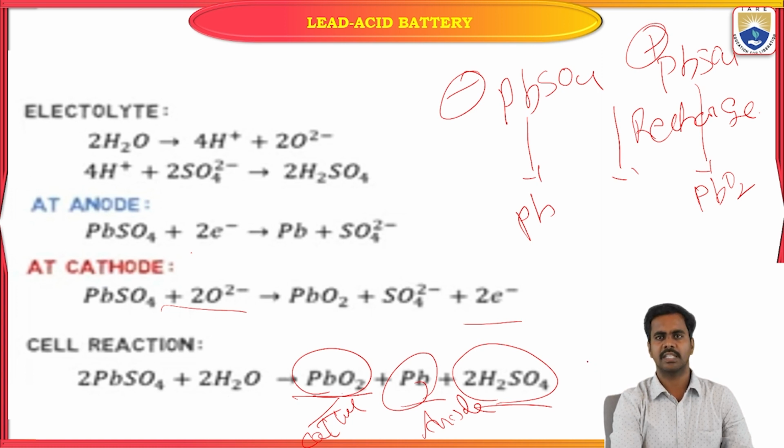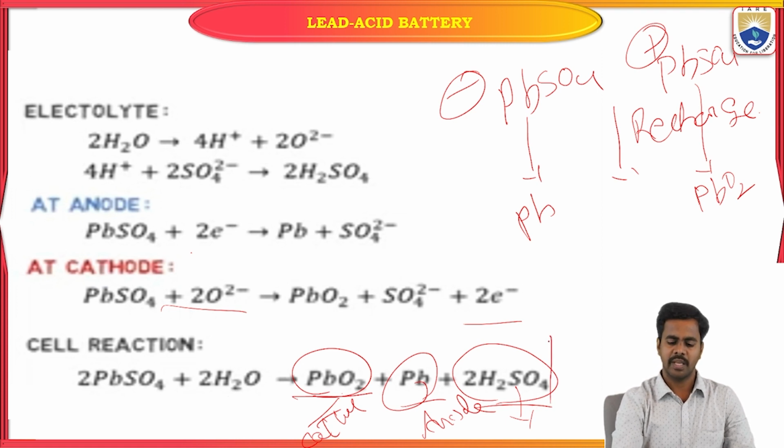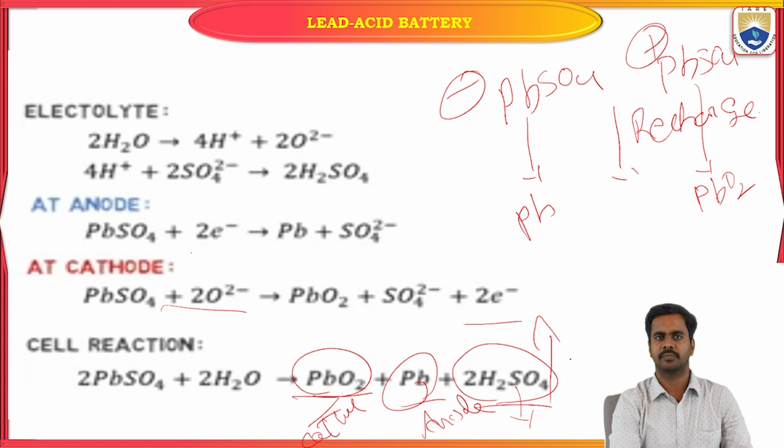During the discharging process, the concentration of H2SO4 went down. During the recharging process, the concentration of H2SO4 will increase. During the discharging process, water will be formed. That same water is consumed during the recharging process. So that is the recharging of a lead acid battery.